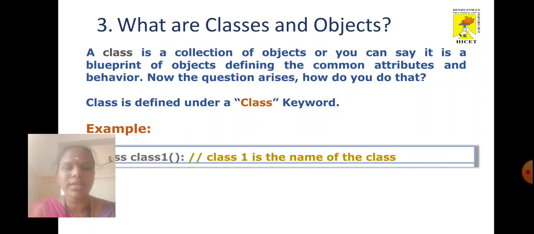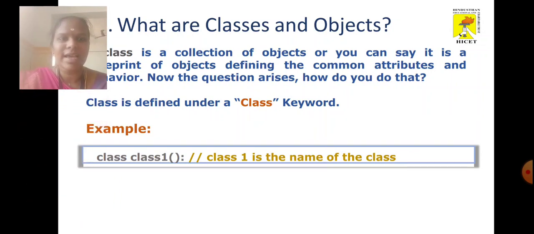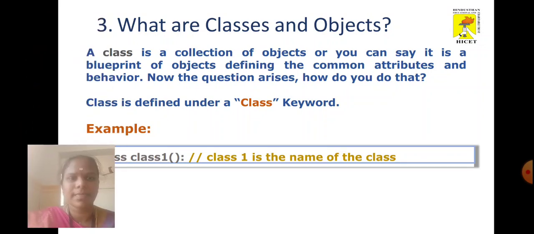Next, what are classes and objects? A class is a collection of objects, or you can say it is a blueprint of objects, defining the common attributes and behavior. Now, the question arises, how do you create that? The class is defined under the keyword class. In this example, you can see class, the class name, open parenthesis and close parenthesis, followed by a colon. In this way, we can create a class.